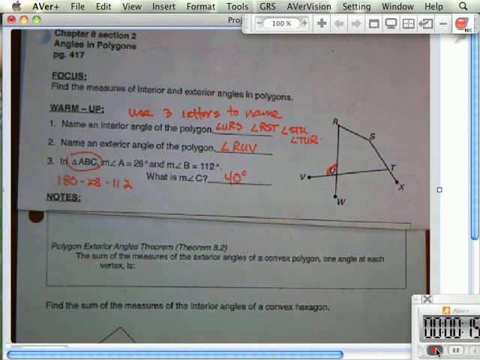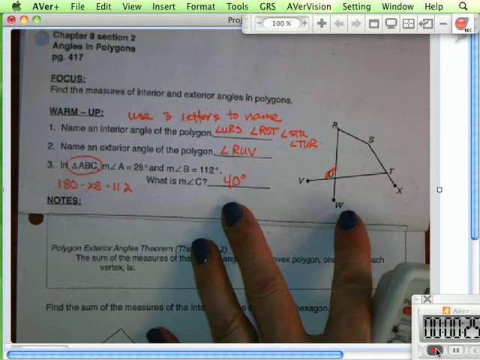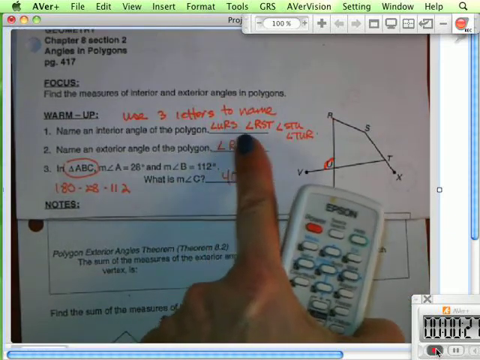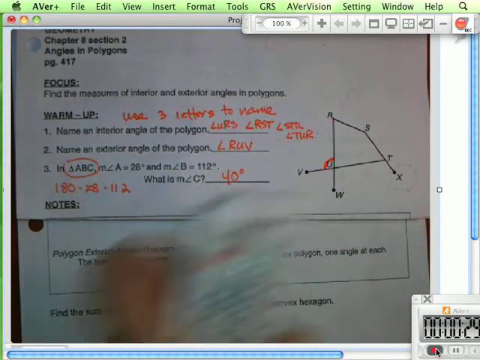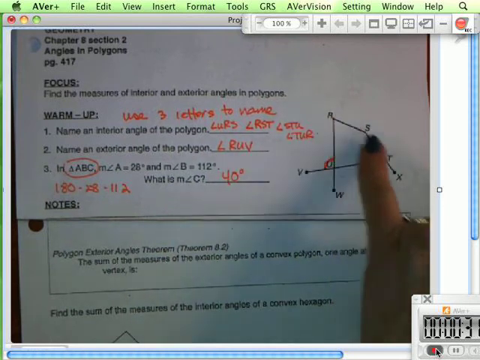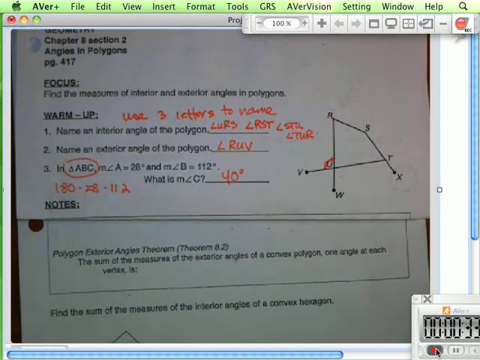So you're just doing this little warm-up here. Ready? 3, 2, 1, go. All right. There are all sorts of options for number one. These are just a few of the options. You're naming an interior angle. That means it's inside the polygon. Yes? Yes, Mrs. Burgess. That's what it means. It's inside the polygon.